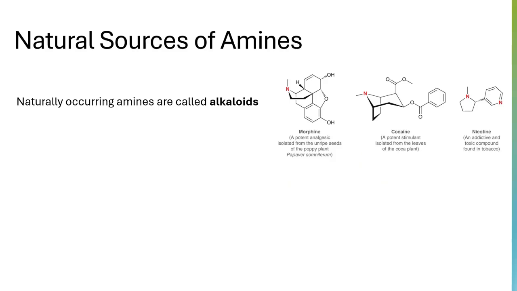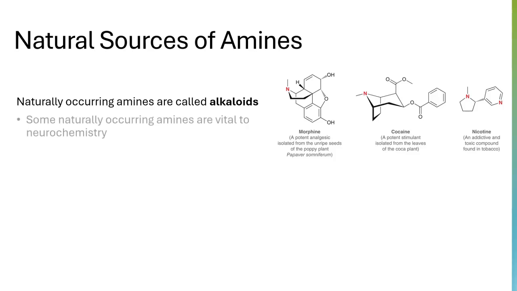Natural sources of amines. Naturally occurring amines are called alkaloids. Here are a few examples. Morphine is derived from unripe seeds of the poppy plant. Cocaine is isolated from the leaves of the coca plant. Nicotine is found in tobacco.